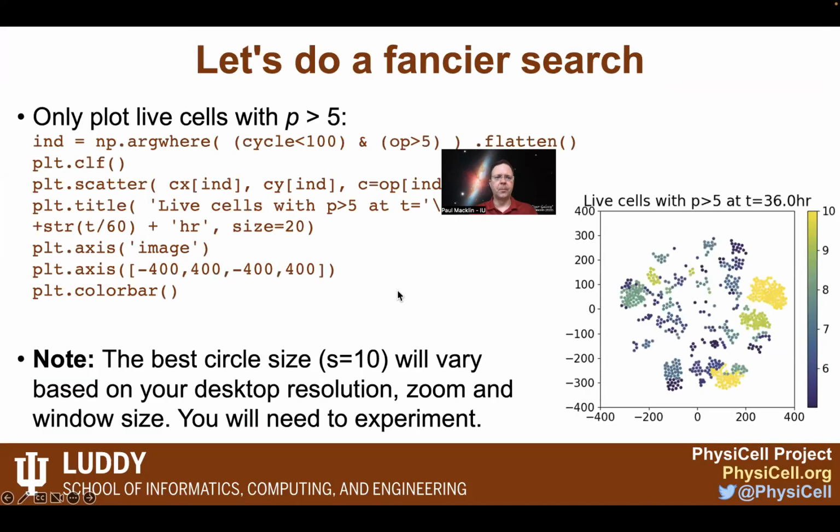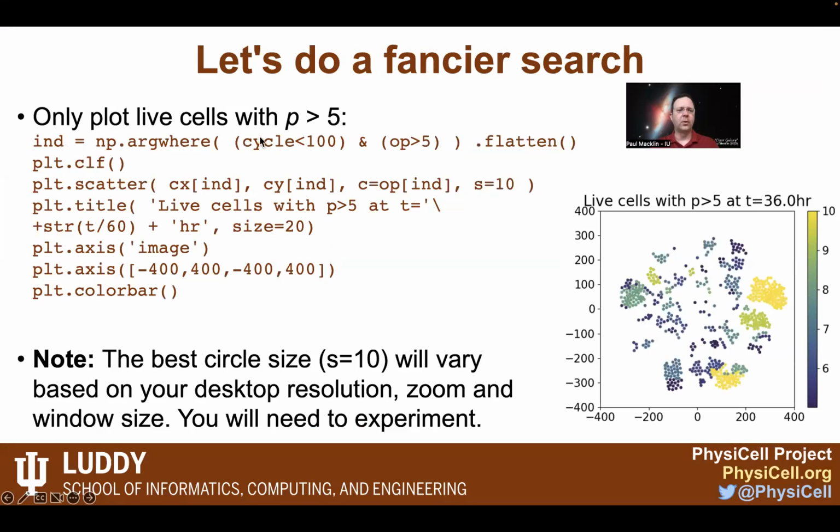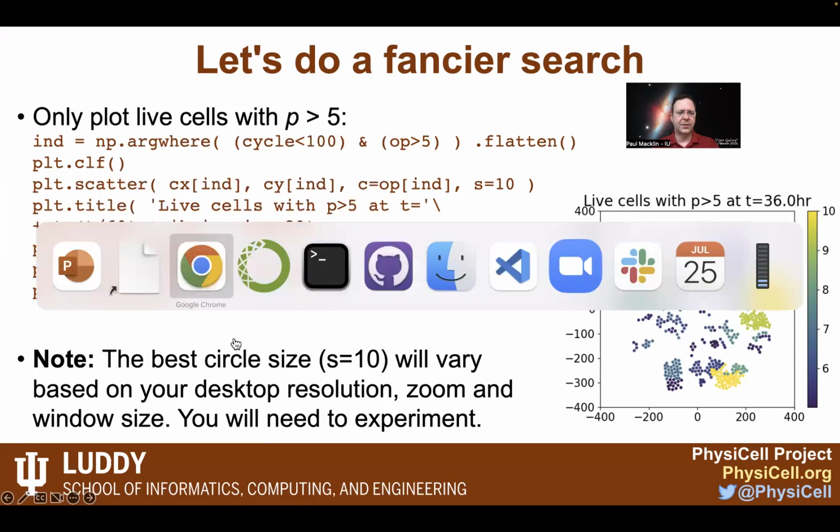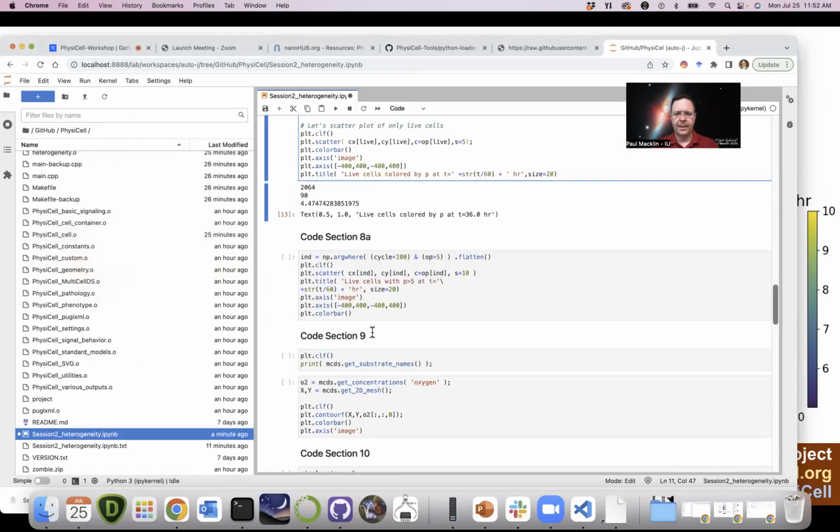Okay, so let's do a little bit more data loading. For example, let's do a fancier search. Let's look for all live cells with an oncoprotein value greater than 5. So you can do this with argwhere, and you can actually use ampersands, you can do and operations, say, find anything where my cycle is less than 100 and the oncoprotein is greater than 5, and then flatten that list and do a scatter plot. So this is in the next section of our Jupyter notebook.